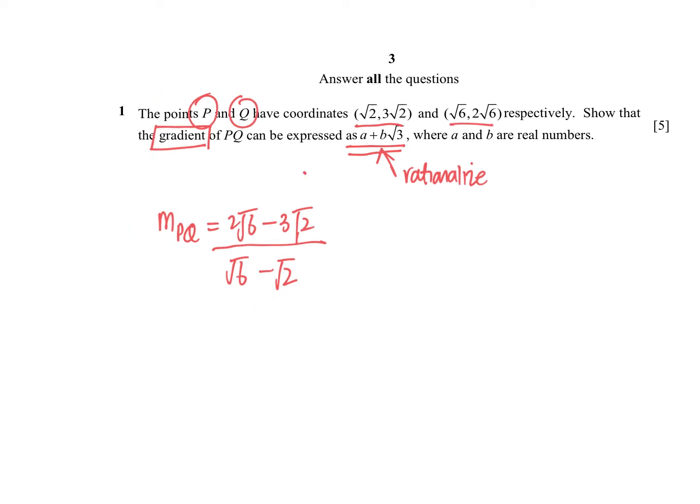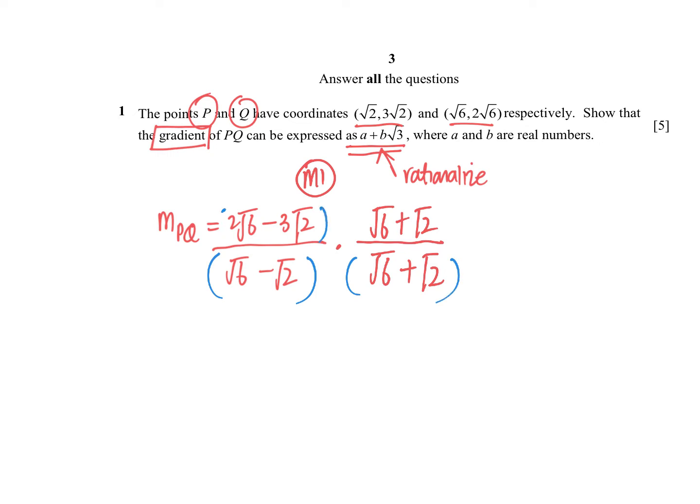Okay? So once I see this, you get your first method mark. You know the gradient formula. Second mark is where you rationalize. Please, when you multiply, multiply as a whole, so the bracket should be there. So when I see that you can rationalize, that's your second mark. Third mark, you are to simplify.